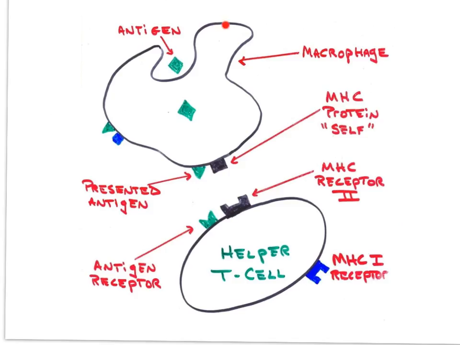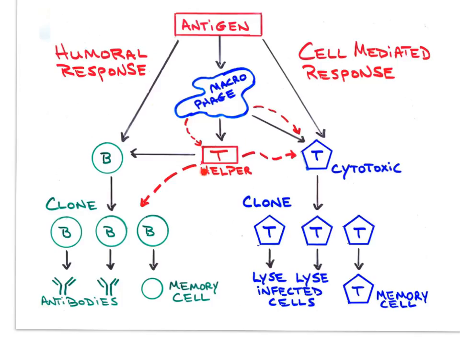Once again, the macrophage, once having engulfed the antigen, presents a piece of the antigen on its membrane, and that stimulates the helper T cell. This is known as antigen presentation. Helper T cells secrete a hormone known as a cytokine that stimulates cytotoxic T cells. The cytotoxic T cell will kill body cells that are infected with the specific antigen, a viral antigen.